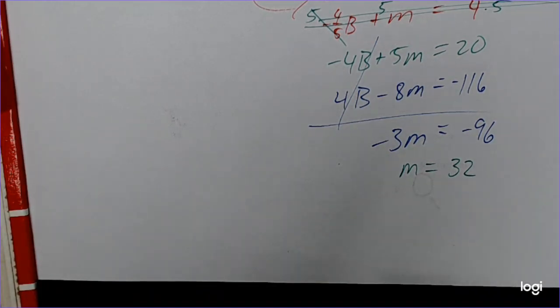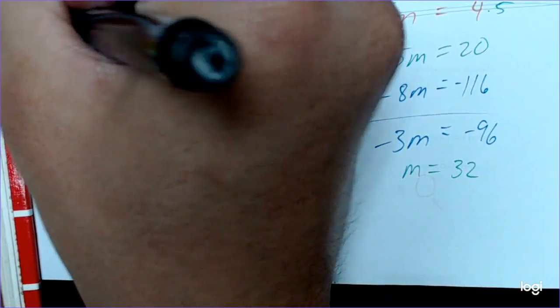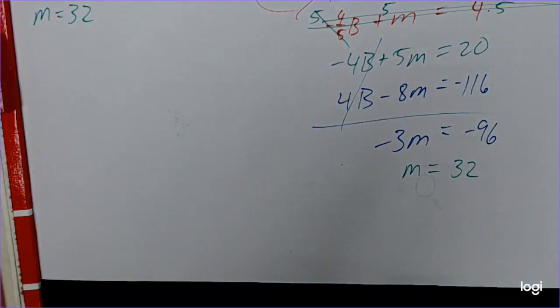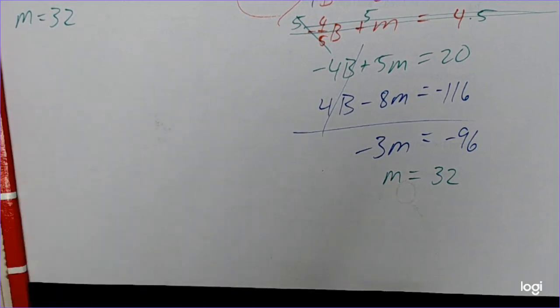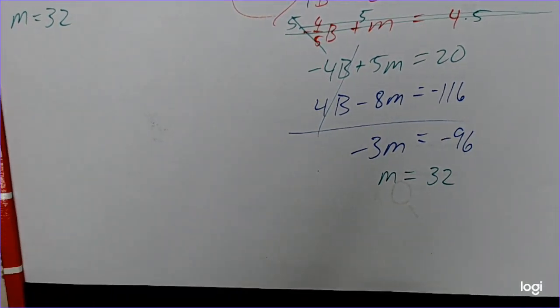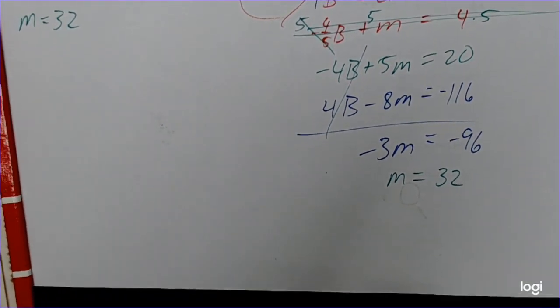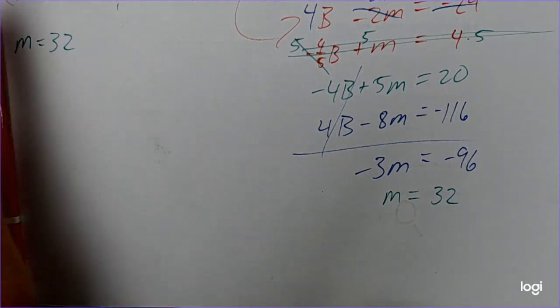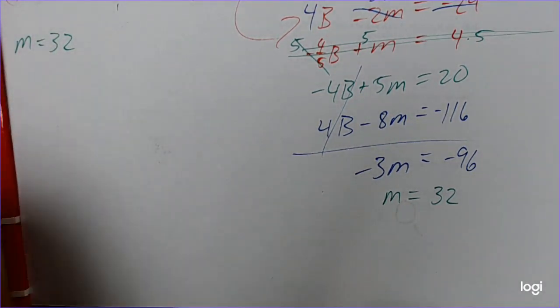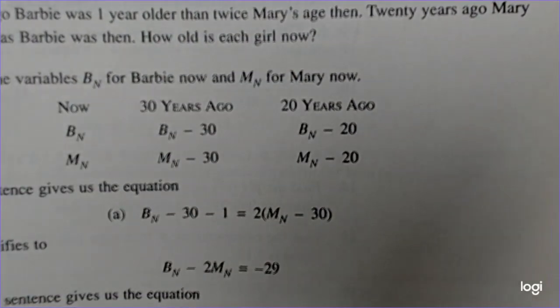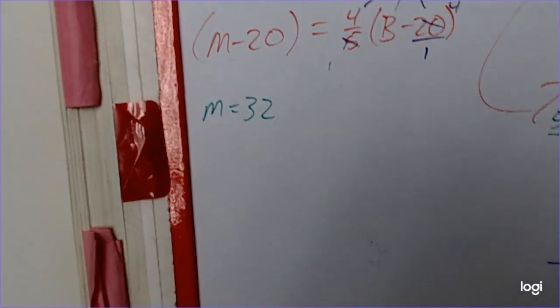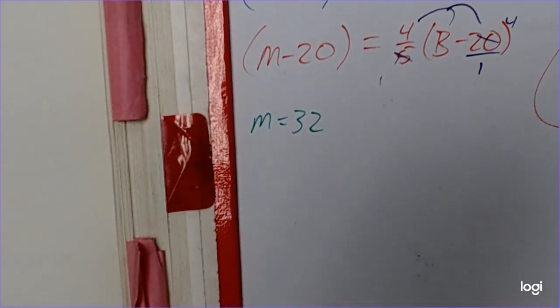Great. So now Mary's age at present is 32. So Mary at present is equal to 32. And I lost my practice problem. Hang in there. We're almost there. We're almost done. Okay, they want to know how old each girl is now. That's perfect. I don't have to do any more time traveling. All right, so Mary's 32. I've got one of them. If Mary's 32, can I figure out how old Barbara is?